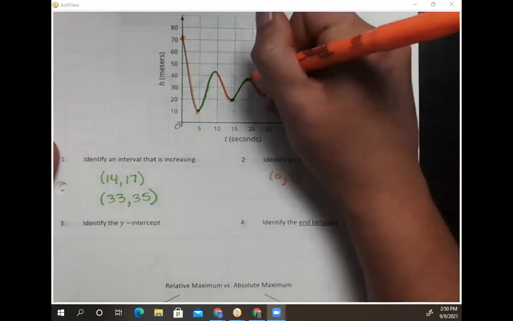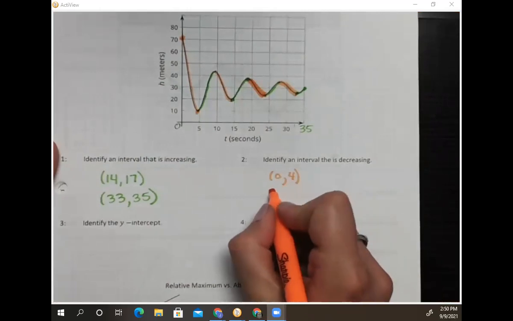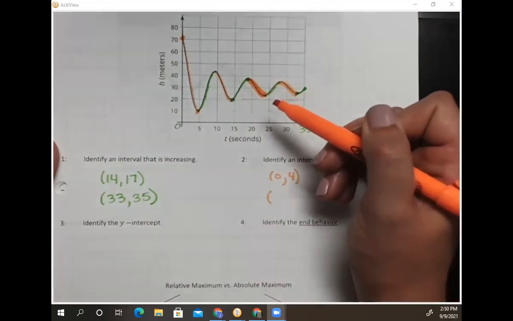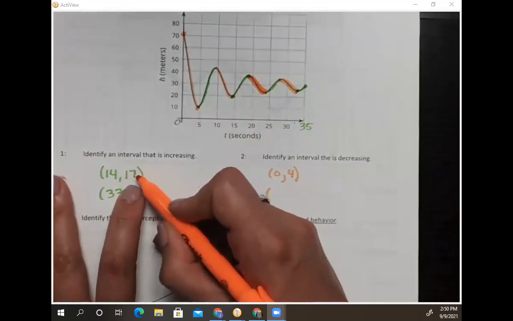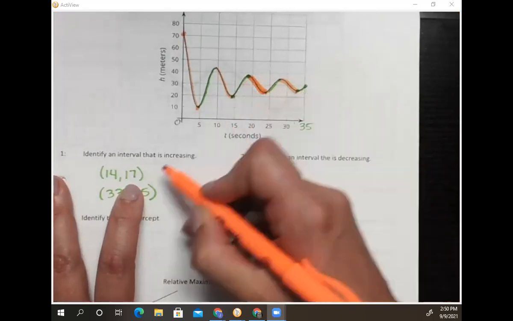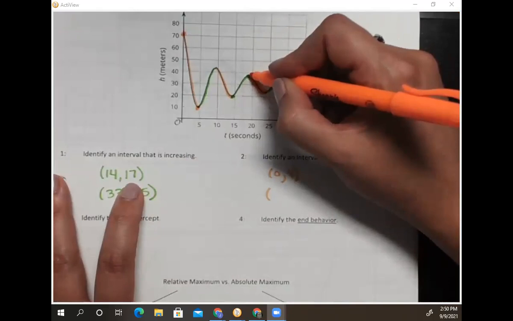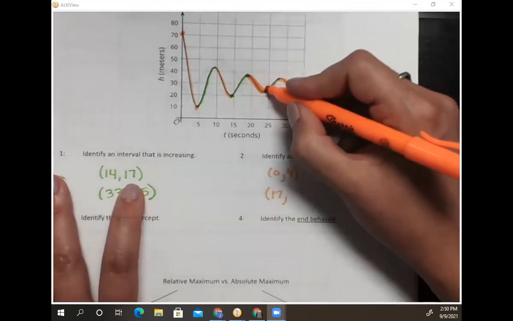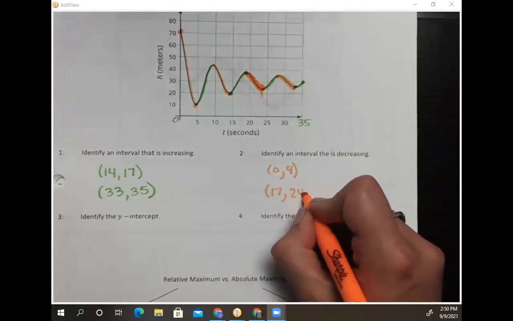And then how about this section? Where do I start decreasing? So it's going to be where this one left off, right? Because you guys described this one to me. So if this one left off at 17, that was my transition point. It's got to pick up at that same spot. Does that make sense? So this would be 17, comma, and then where do I stop? 24 sounds good.